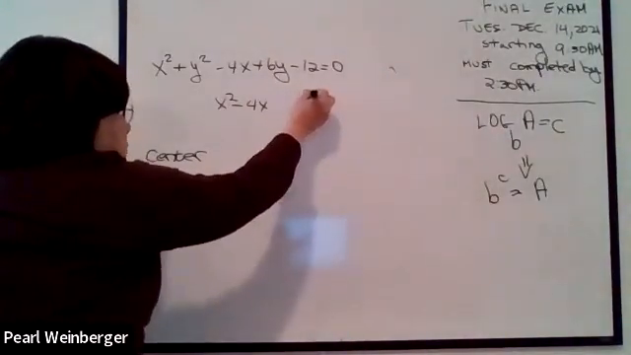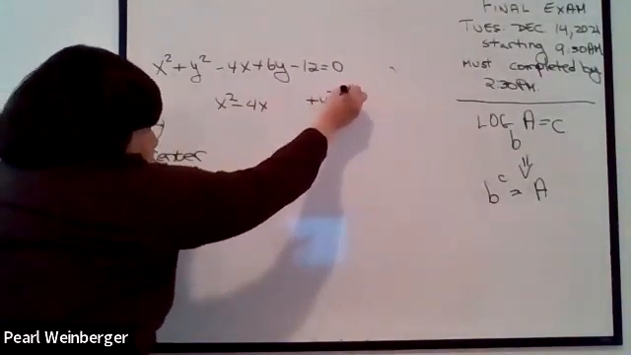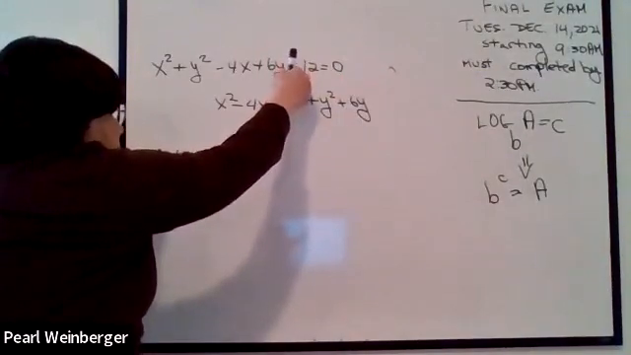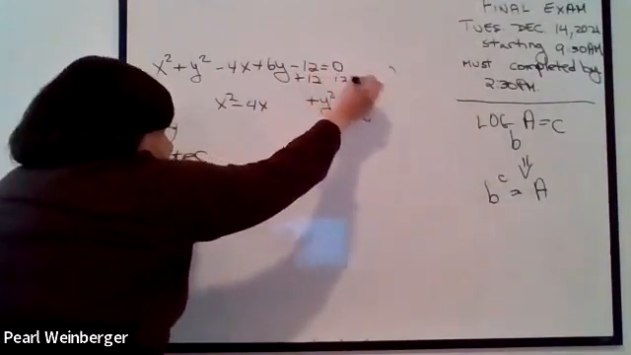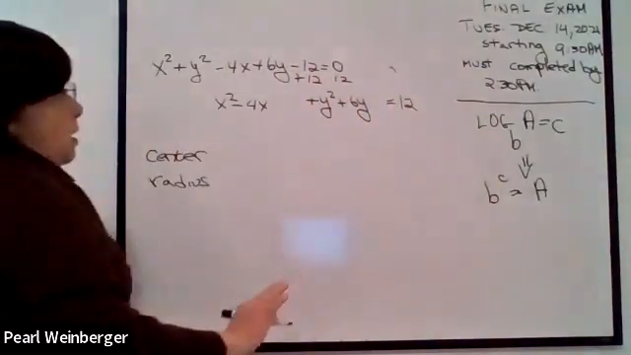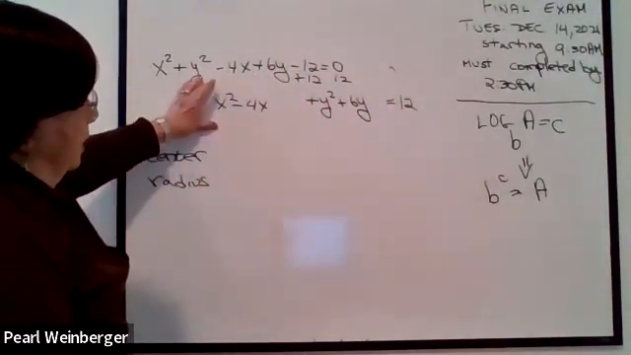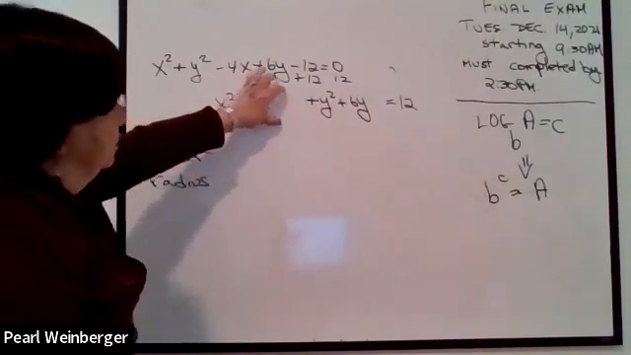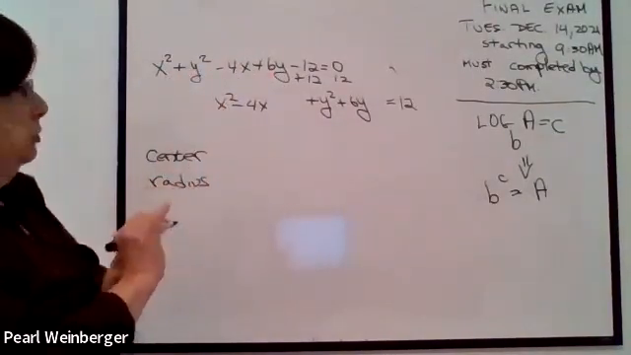Then I put the y terms together. So I have a y squared and a 6y. And any other just plain numbers have to go on the other side. So this 12 I'm going to bring to the other side of the equation. And what I want to do is complete the square on the x's, which means add a number over here that'll make this into a trinomial that I can factor into a binomial squared.